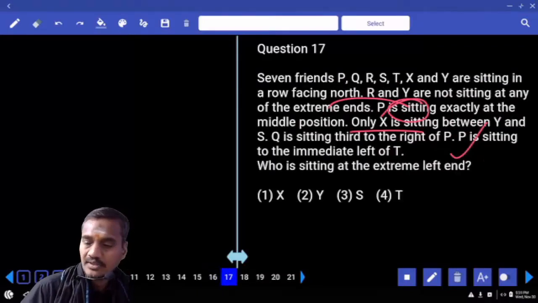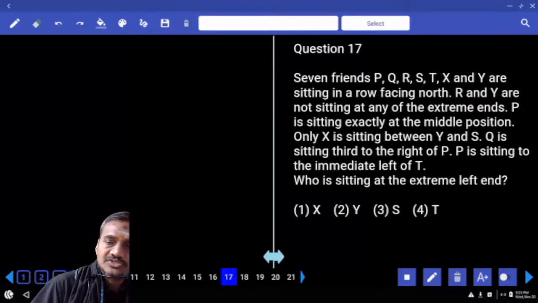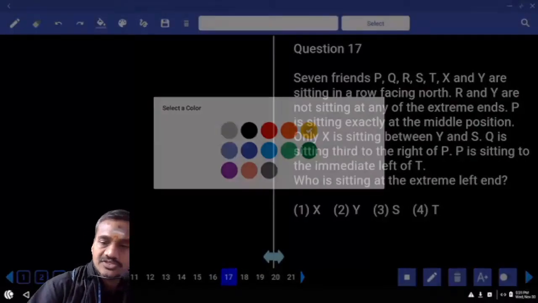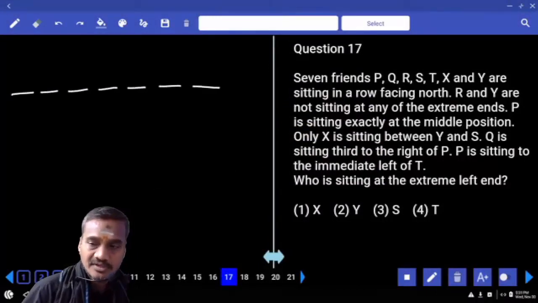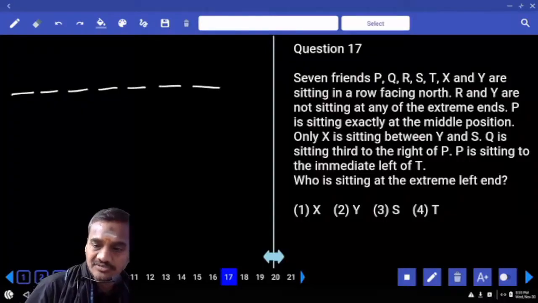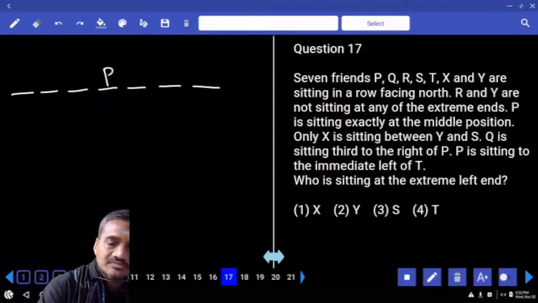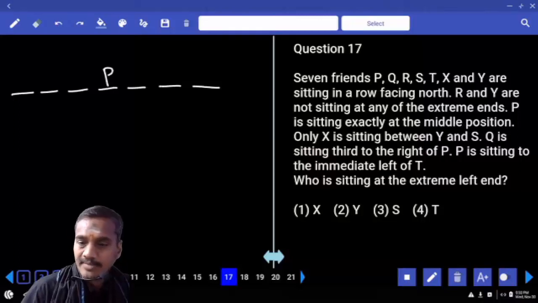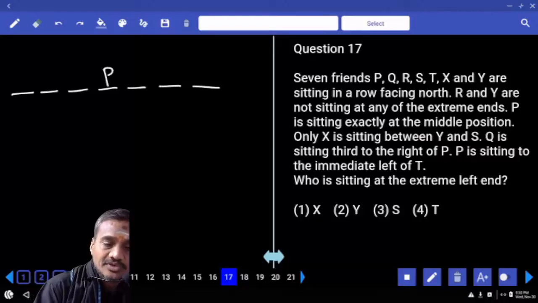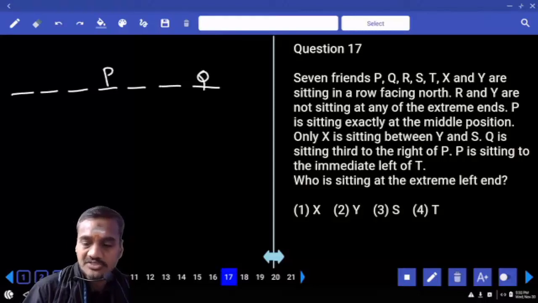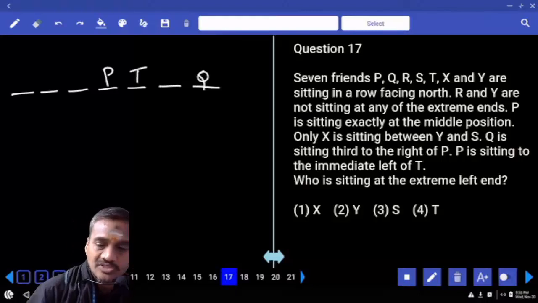Then 17. There are 7 friends P, Q, R, S, T, X and Y. They are seated in a straight line facing north, 1, 2, 3, 4, 5, 6, 7. And R and Y are not sitting at any of the extremes. P is exactly at the middle position. And only X is between Y and S. Q is third to the right of P. 1, 2, 3, Q is here. P is to the immediate left of T.